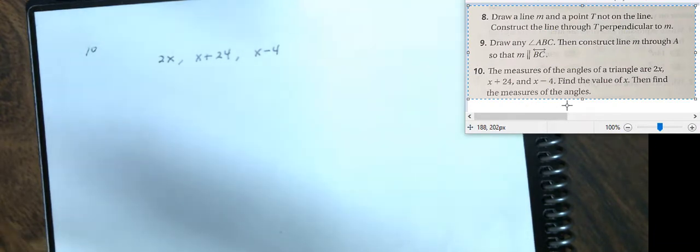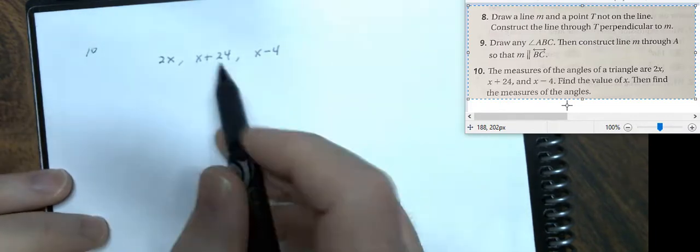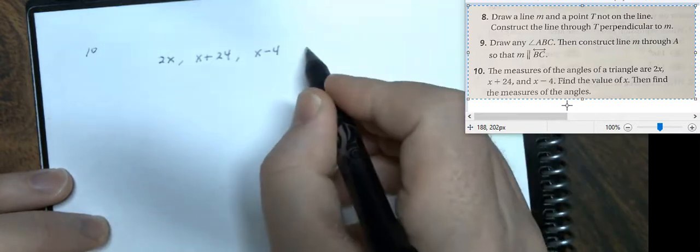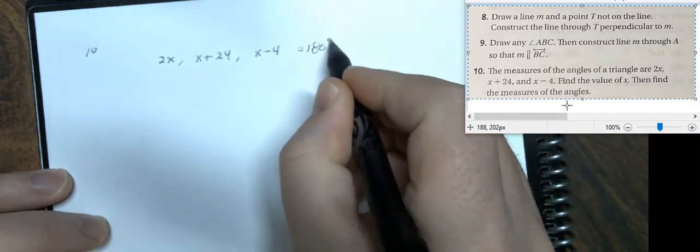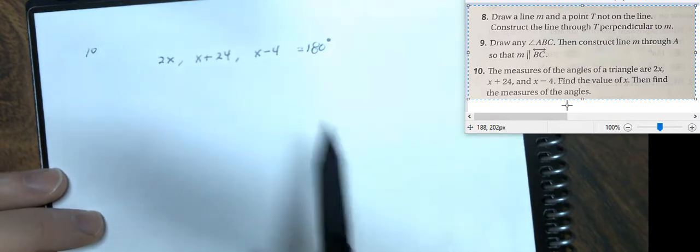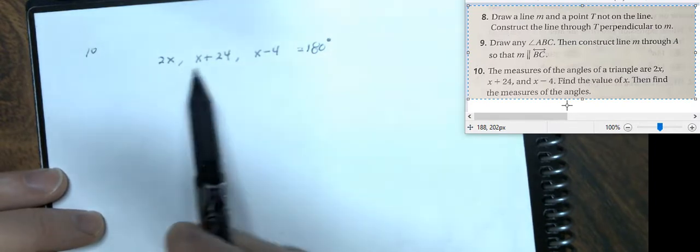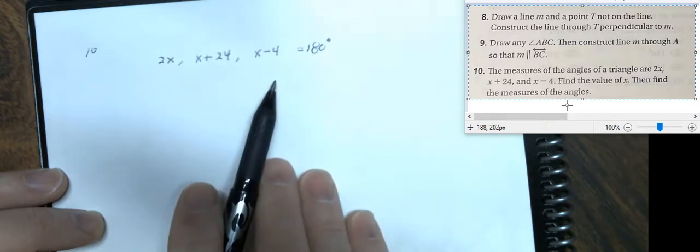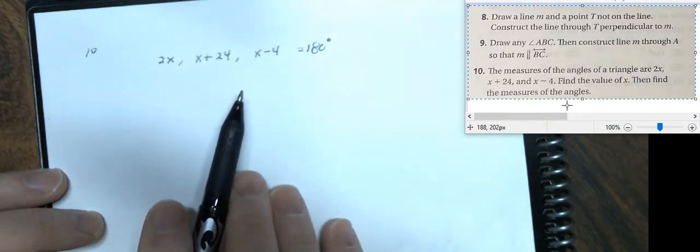Alright, so what we're looking at is the sum of the interior angles is equal to 180. So we know that whatever these 3 values initially are, they are going to be equal to 180 degrees. So we are given the measures of the 3 interior angles of a triangle. So 1 plus 2 plus 3 is going to equal 180. So now we've got to figure out how we actually calculate this to find the value of x.